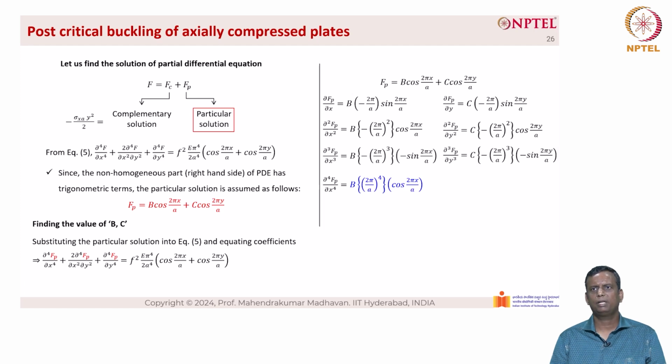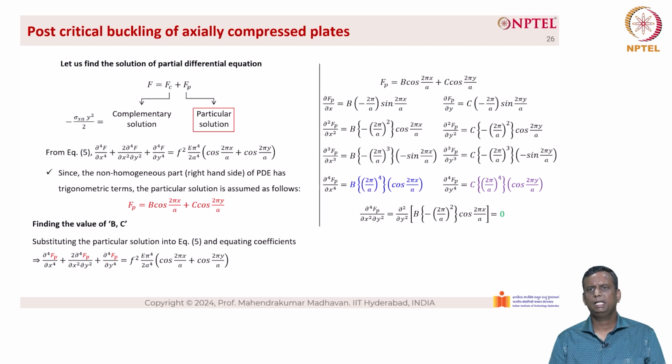And ∂³Fp/∂y³ equal to c into (−2π/a)³ into −sin(2πy/a). And ∂⁴Fp/∂y⁴ is equal to c into (2π/a)⁴ into cos(2πy/a). And we also have ∂⁴Fp/∂x²∂y² equal to ∂²/∂y² of b into −(2π/a)² into cos(2πx/a), which when we differentiate it, we get the value of 0 because this term does not contain any y term. So partially differentiating the terms inside the square bracket with respect to y leads to the term 0.